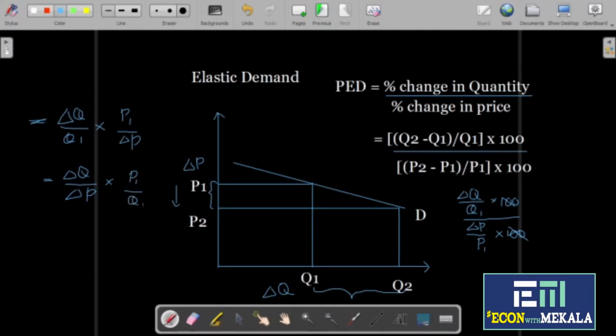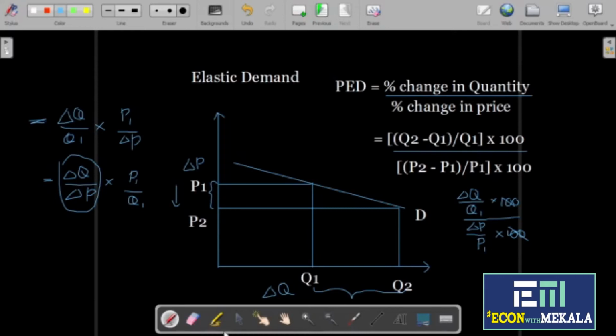If you look at this formula, you can see this proportion, delta Q divided by delta P, will help us understand elastic demand. In this particular graph for the shallow slope demand curve, delta Q is greater than delta P, which means the percentage change in quantity demanded is greater than the percentage change in price. So this is elastic demand.